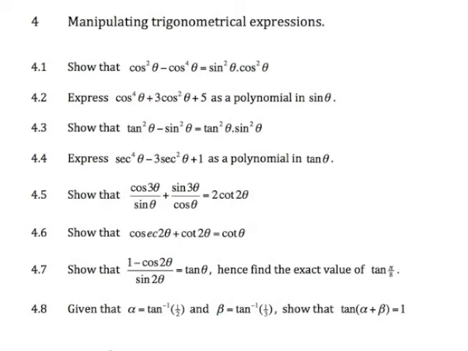So, a short exercise on manipulating trigonometrical expressions. Most of them will be done just by using sine squared plus cos squared equals 1, although some of them will have the double angle formula or the addition formula in it.